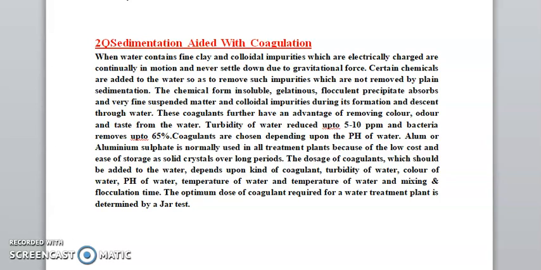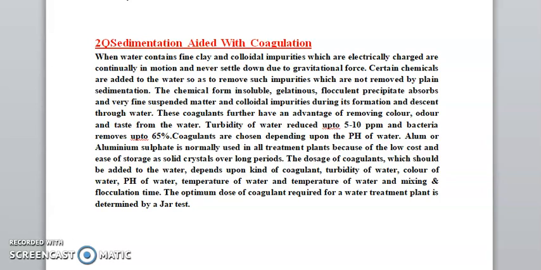When the water contains fine clay and colloidal impurities, which are electrically charged and continuously in motion, they never settle down due to the gravitational force. Certain chemicals are added to water to remove such impurities, which are not removed by plain sedimentation. The chemical forms insoluble, gelatinous, flocculent particles that absorb fine suspended matter and colloidal impurities during its formation and descent through the water.